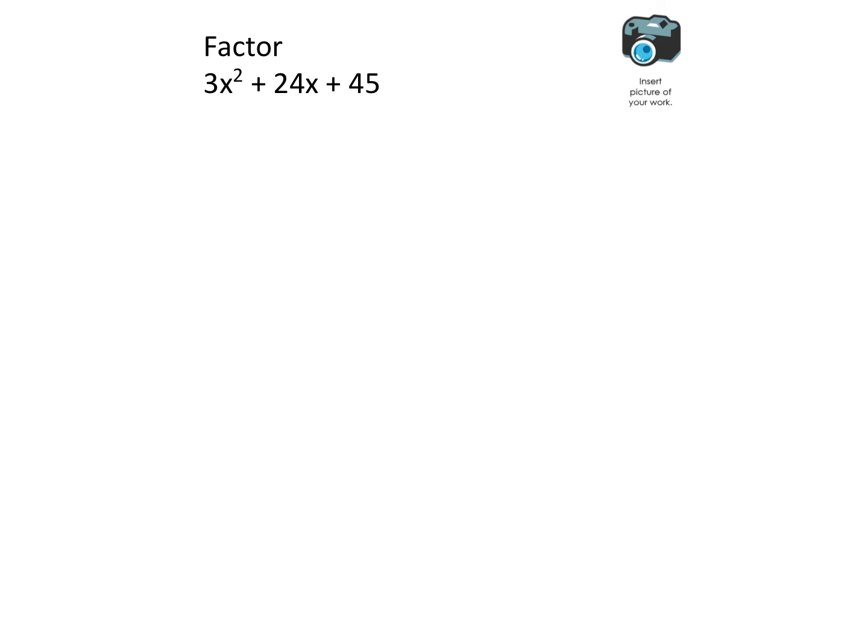Hit pause and you try to do this one. Did you get 3 times the quantity x plus 5 times the quantity x plus 3? If you did, you can move on. If you did not, let's figure out what you need to do. Okay, step 1 is always to look at your numbers and try and factor out a greatest common factor, which this one has. 3 goes into all of these numbers, so we're going to put a 3 on the outside, and we're left with what we get after we divide each term by 3. X squared plus 8x plus 15.